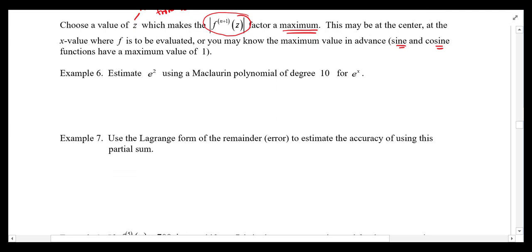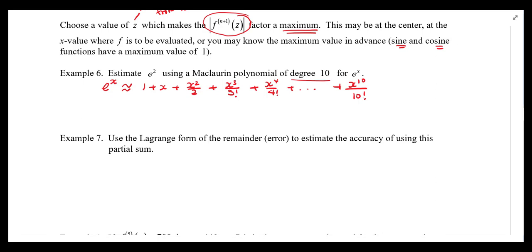So in example number 6, I want you to estimate e squared using a Maclaurin polynomial of degree 10. Wow, degree 10 for e to the x. So hopefully you remember the elementary series e to the x. That is approximately, because this is an approximation, 1 plus x plus x squared over 2 plus x cubed over 3 factorial plus x to the 4 over 4 factorial, and so on, all the way to the 10th term, x to the power 10 over 10 factorial.